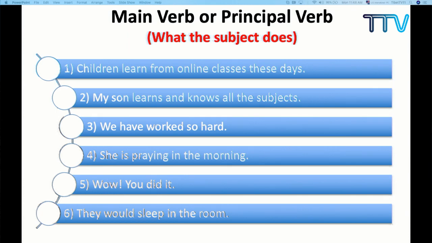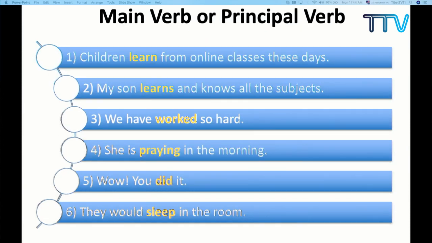The main verb. Children learn from online classes these days. My son learns and knows all the subjects. We have worked so hard. She's praying in the morning. Wow, you did it. They would sleep in the room. Now, these are the sentences. I want you to identify the main verb or principal verb. Take your time. Now let us see.